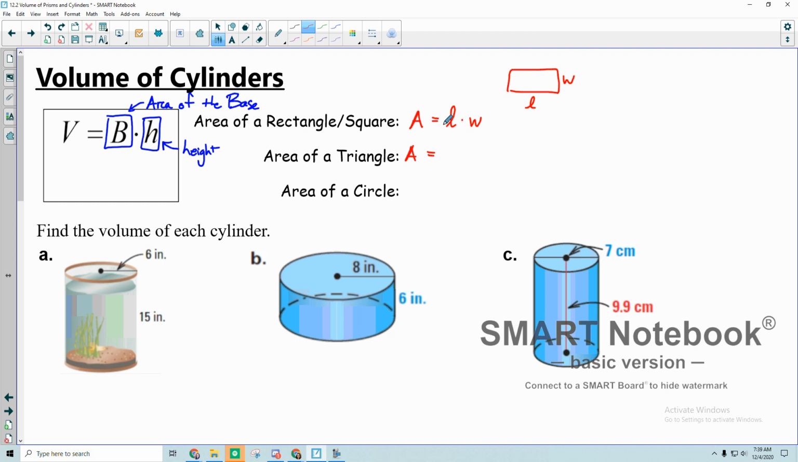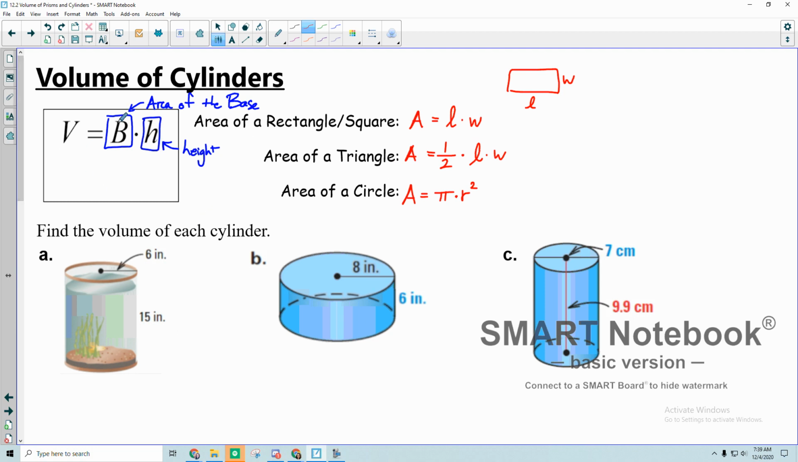So if we just took this formula and cut it in half, we just multiplied this by 1/2, then we get the area of our triangle, okay? And then for a circle, the area of a circle, as we talked about in the last unit, is going to be pi. So we do pi, multiply that by the radius, and the radius is squared, okay? So there are formulas that we're going to be using.